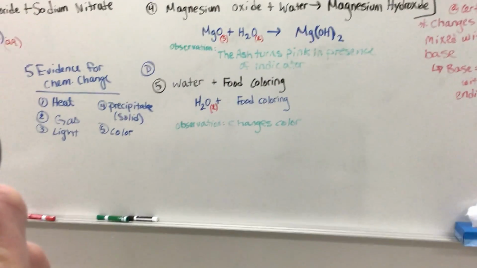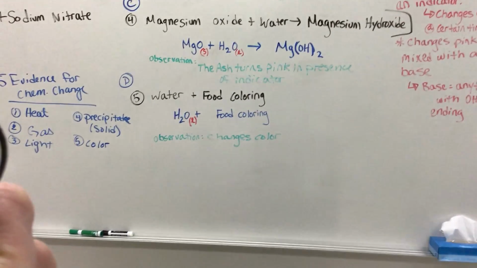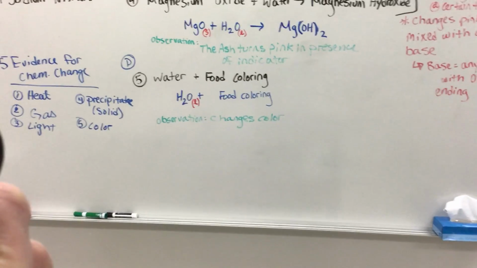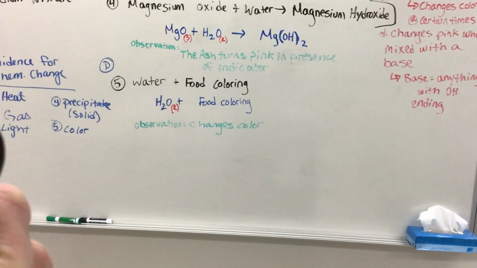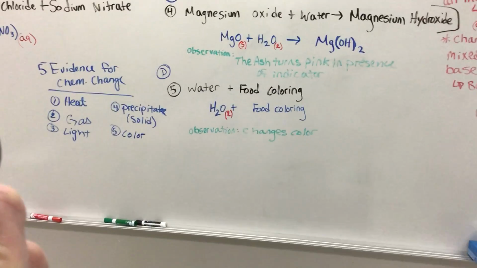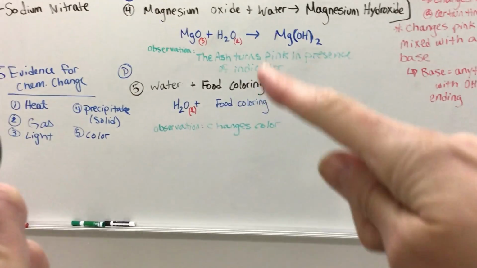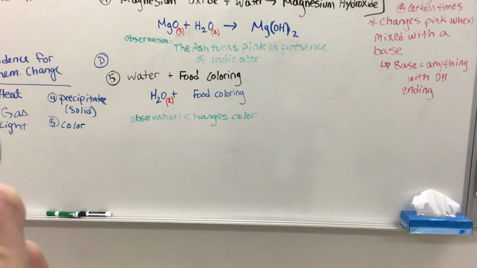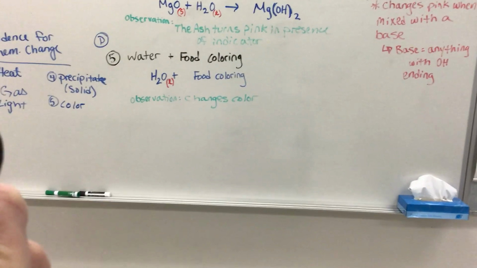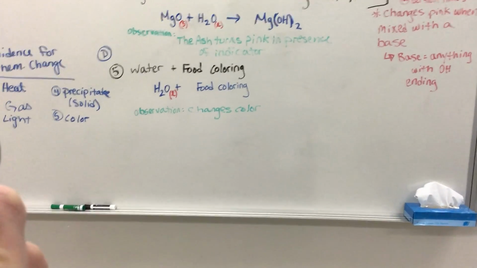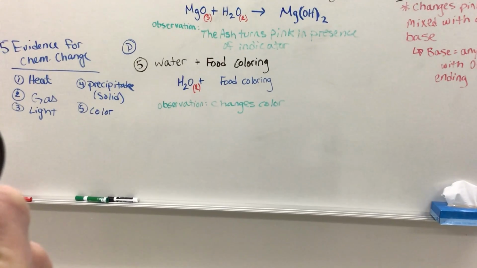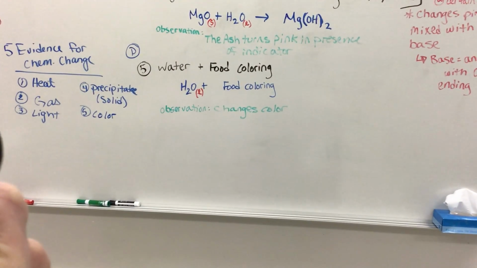to think to yourself, if I were to physically separate out what has changed color, could I get what I started with? So water and food coloring are simply mixing together. So a physical separation could be evaporating, filtering. Those are two really good examples right there.